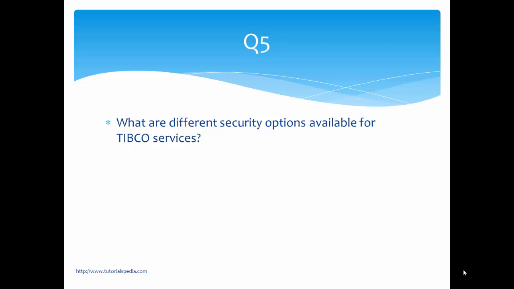The second option is that you can have basic username and password based HTTP authentication. Whenever you are using the basic security authentication mechanism, the client request will be authenticated based on the user password and of course on the role as well. So this is the second option.